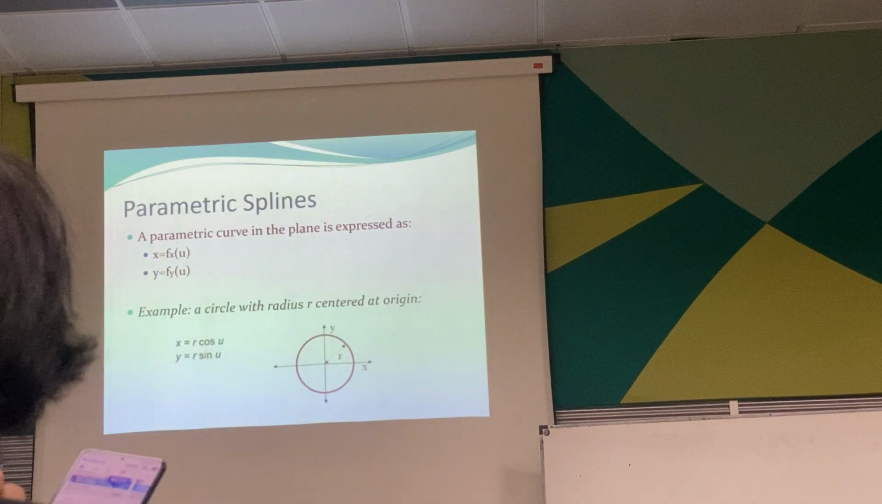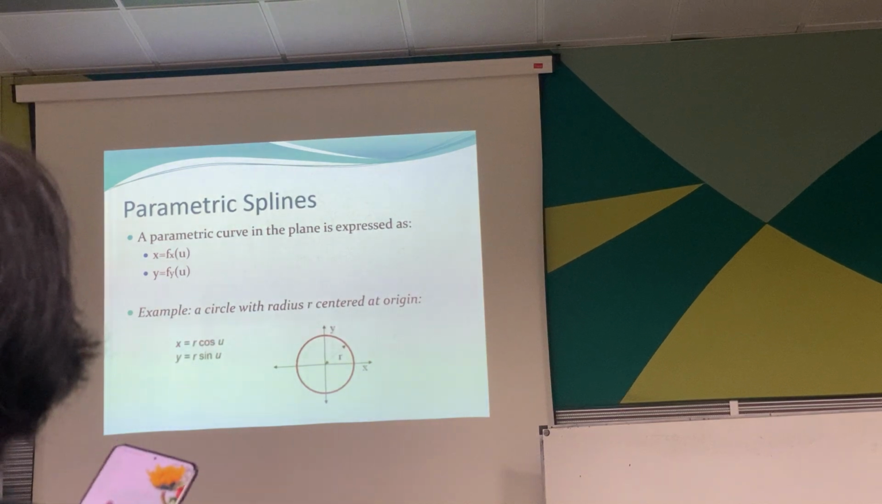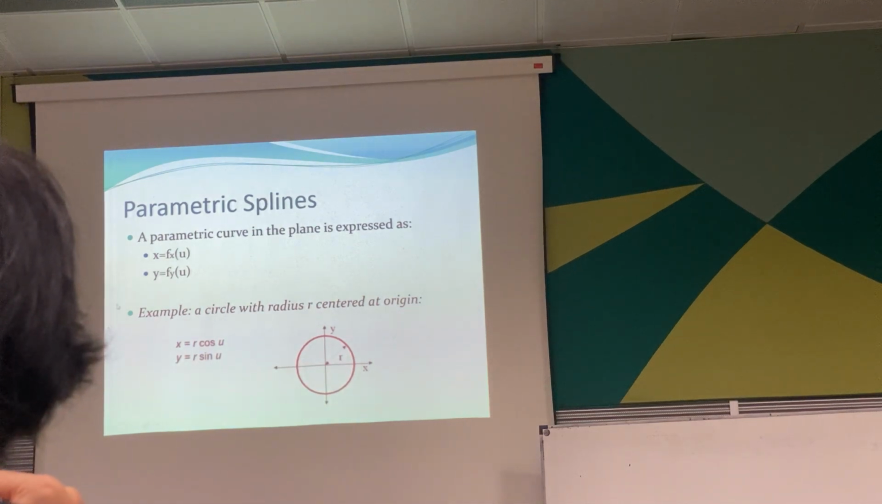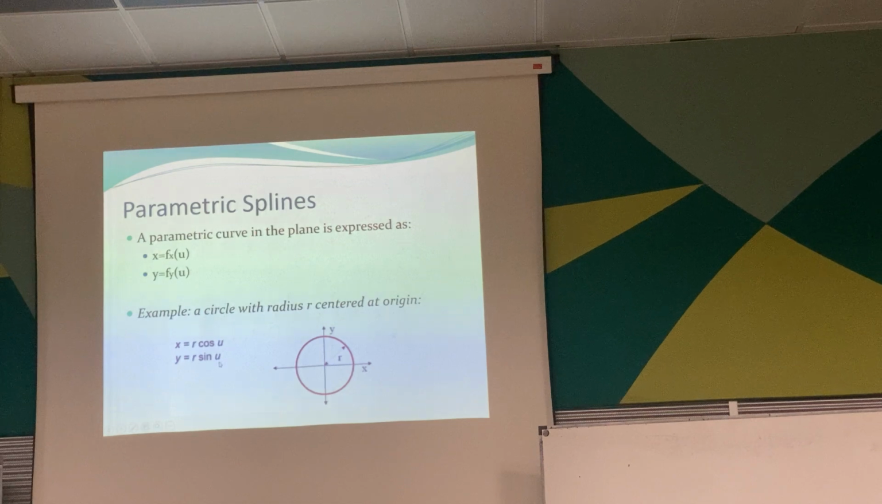We already did this in practical 1, where we drew the circle. We were using parametric representation. You calculate your x and your y on the curve, the point on the circle, using r cos u and r sin u. Your u here is your theta, r is your radius, and u is your angle. So u is your parameter.